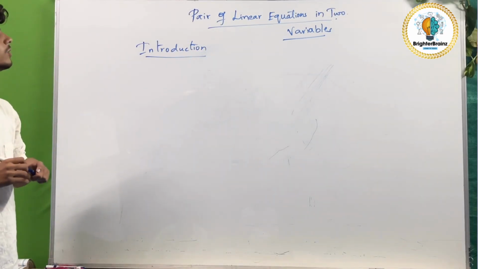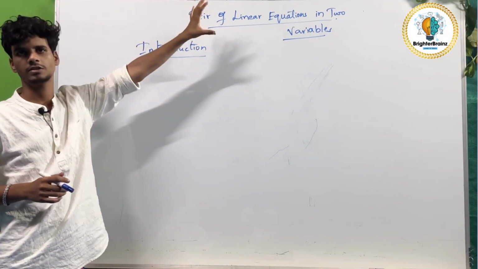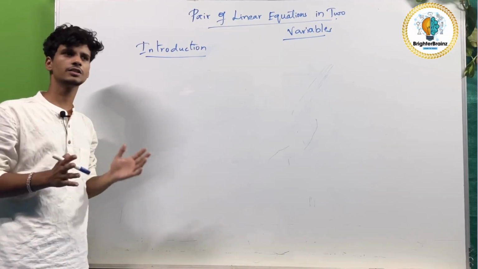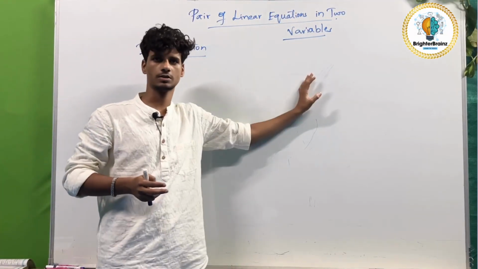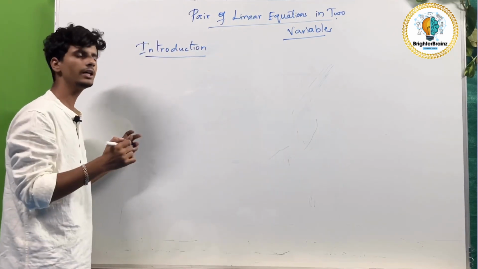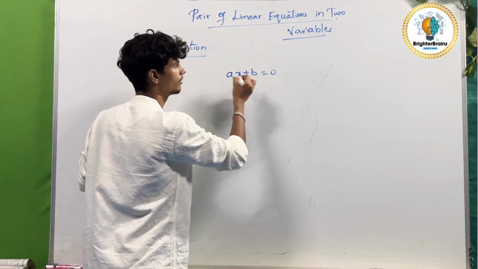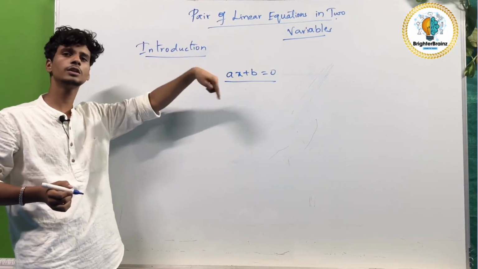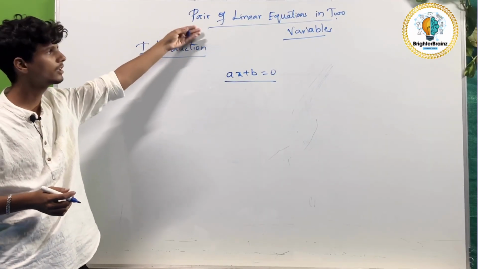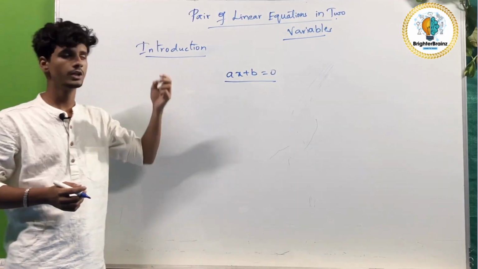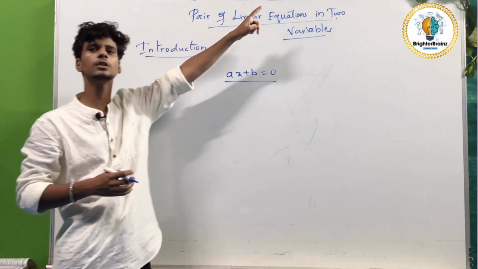Okay, so what is this chapter all about? Here we are going to deal only with two linear equations which have two variables. Commonly, a linear equation will be like this: ax plus b equal to 0. This type of linear equation you have already seen in your 9th standard, where you studied linear equations in one variable. Here in the 10th standard, the continuation of it is pair of linear equations in two variables.